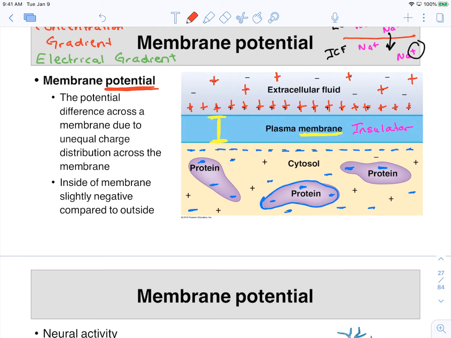And I want to make sure you notice this. We do have some positive charges here too. It's just a question of abundance. The negative charges are more numerous in the intracellular fluid, and the positive charges are more numerous in the extracellular fluid. But that doesn't mean we don't have negatives and positives in both spaces.